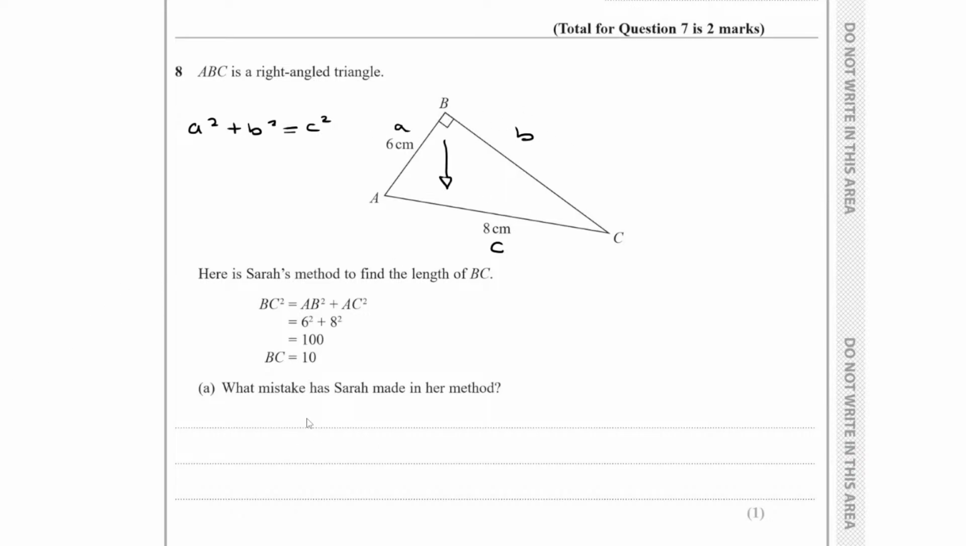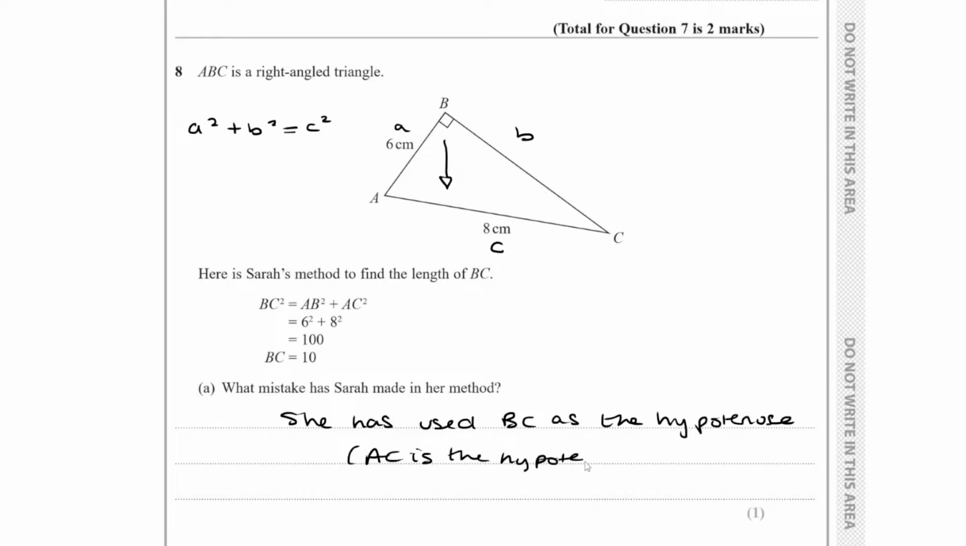Those don't really matter. But something along the lines of she's basically used the wrong side, or she's put it in the wrong order. I would say she has used BC as the hypotenuse. Which it's not, is it? You could say in brackets if you wanted AC as the hypotenuse. Some version of that is fine. Or she's maybe subbed them in incorrectly in terms of the order of the formula. Some version of that is okay for 1 mark.